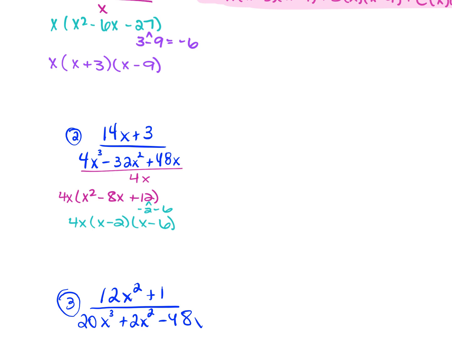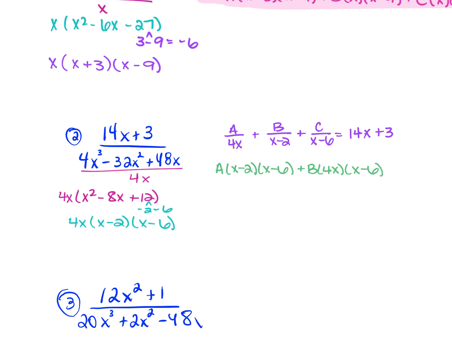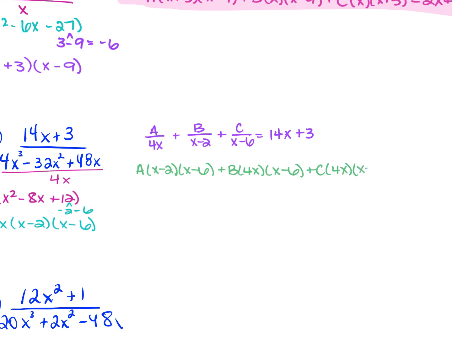That means that when you put this all into fractions, you're going to have A over 4x plus B over x minus 2 plus C over x minus 6. And that's going to equal your numerator, which is the 14x plus 3. From here, again, get rid of your fractions. You're going to have A times x minus 2 times x minus 6 plus B times 4x times x minus 6 plus C times 4x times x minus 2 is equal to 14x plus 3.